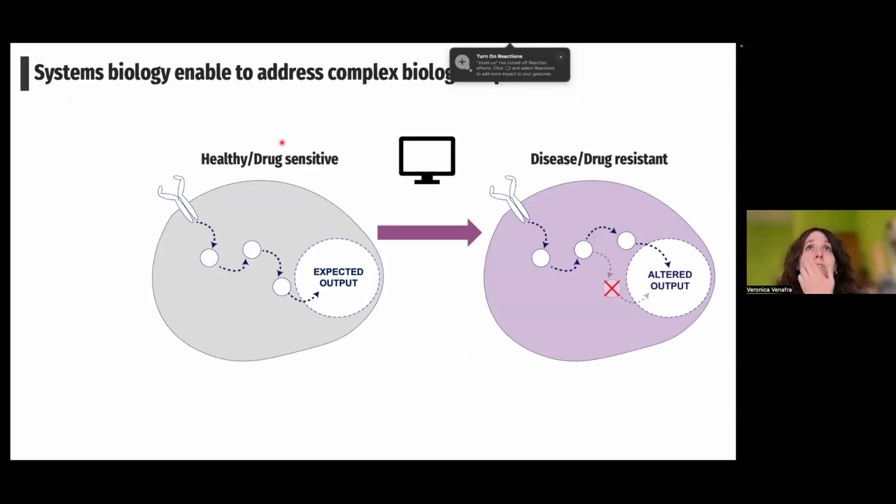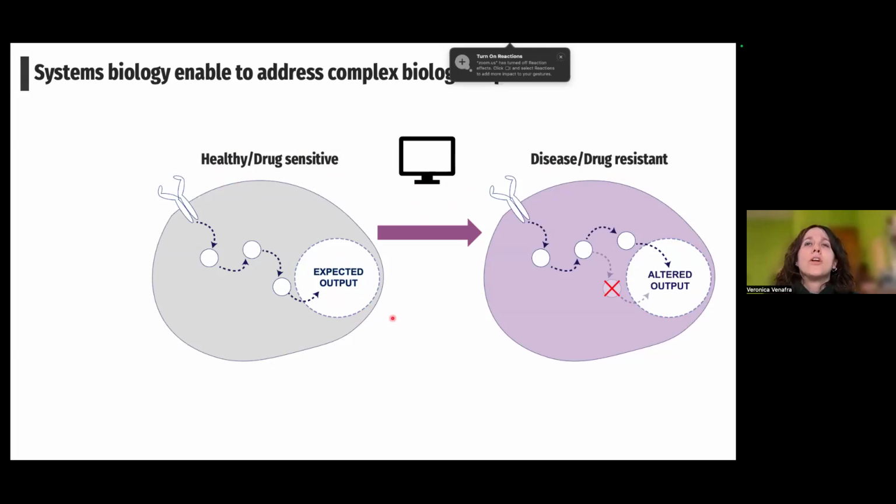So a little bit of introduction on system biology, which is a discipline that helps us tackle complex biological questions by aiming at reconstructing a holistic picture of biological systems using computational models. In these computational frameworks, we can think of healthy or drug-sensitive context as the expected output, while we can think of disease or drug-resistant context as the altered output.